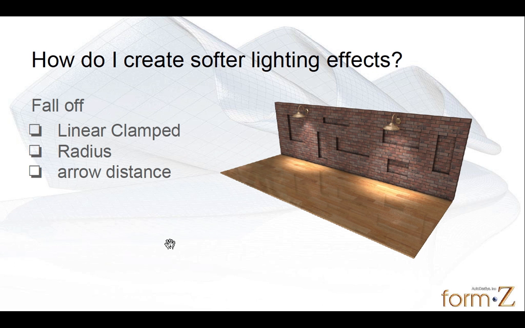And one question we get very often is, how do I create softer lighting effects? And the big key ingredient for that is fall off. So make sure you have your light source set to a linear clamped fall off. And if you have a point light, the fall off will be determined by the radius value. And if you have a cone or a projector light, then the fall off will be determined by the distance of the arrow of that cone light source. So let's take a quick look at that.